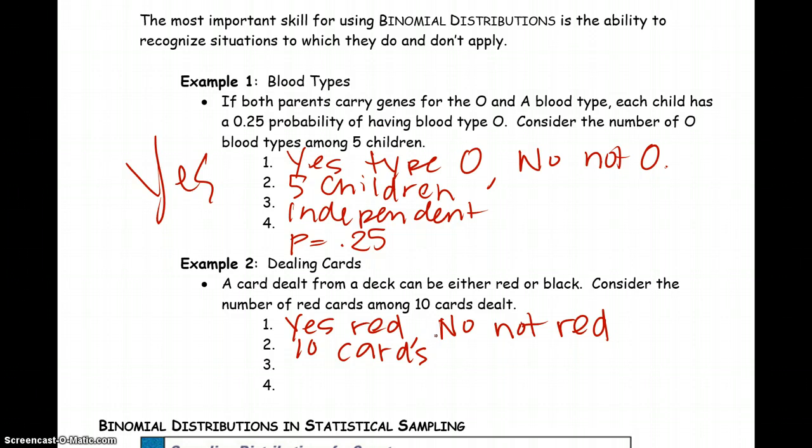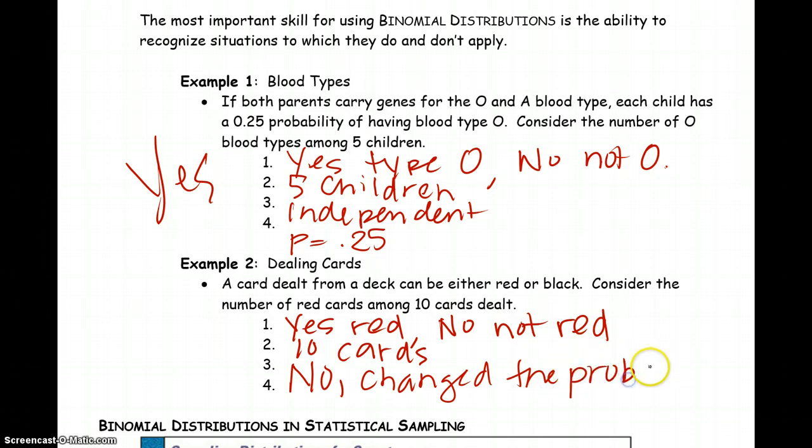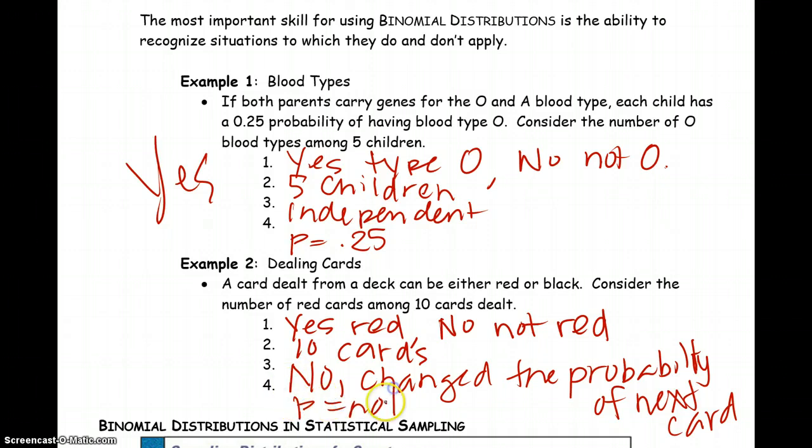Each card is independent. No, that is not passed. Unless they put the card back in the deck and reshuffle, once you draw a card, it changes the probability of the next card. So it fails for 2 reasons, because they're not independent, and because they're not independent, then number 4 changes because P is not fixed. It's going to change every single card you draw. Okay? So this is a giant no.